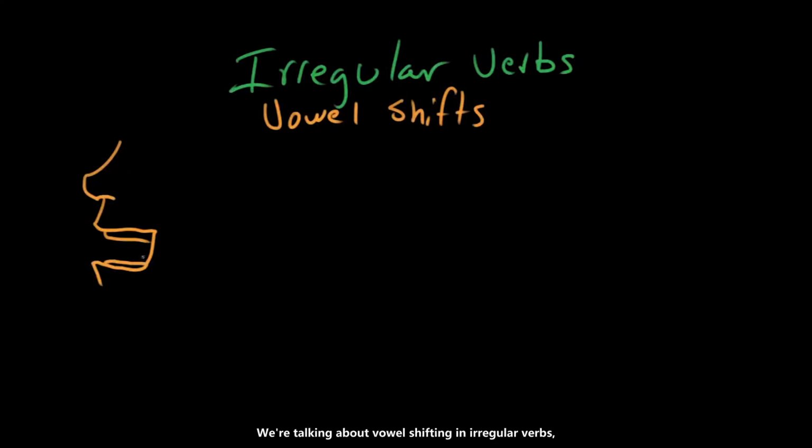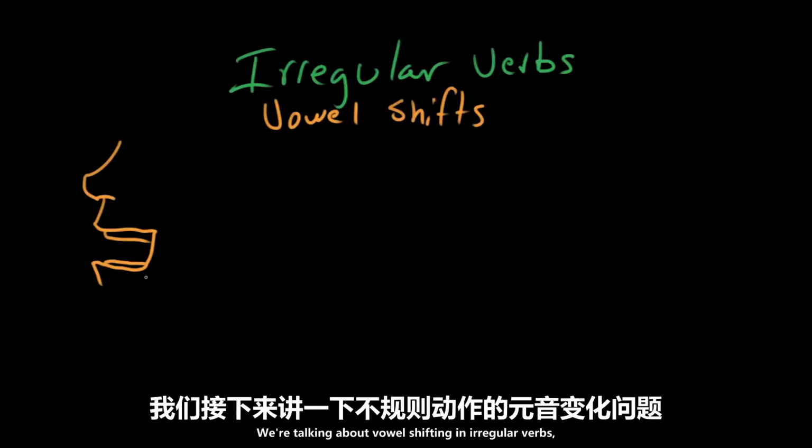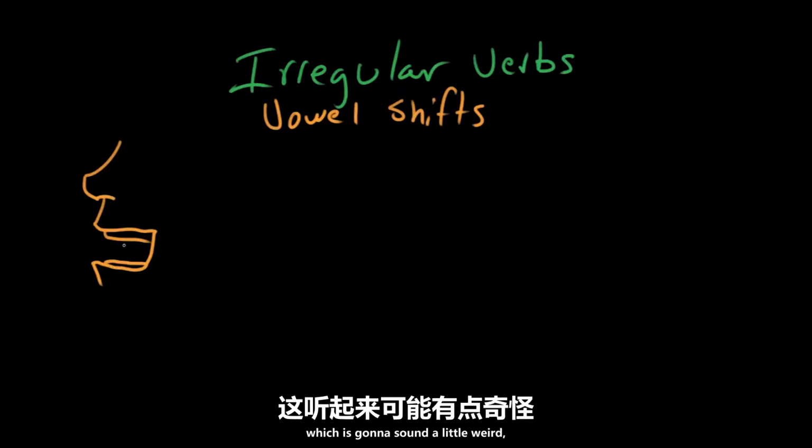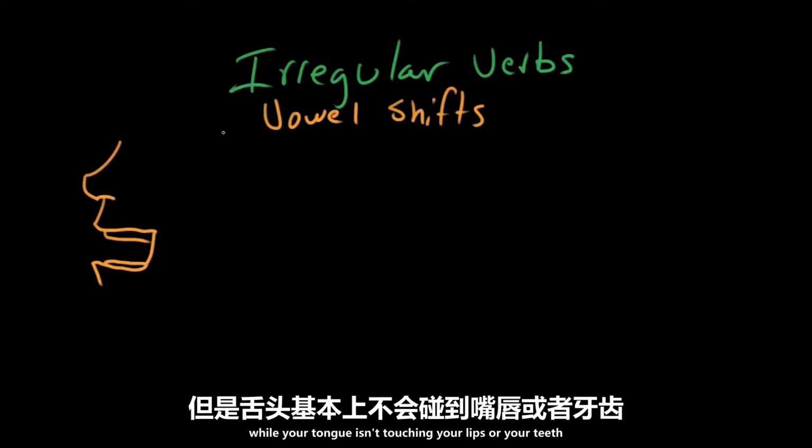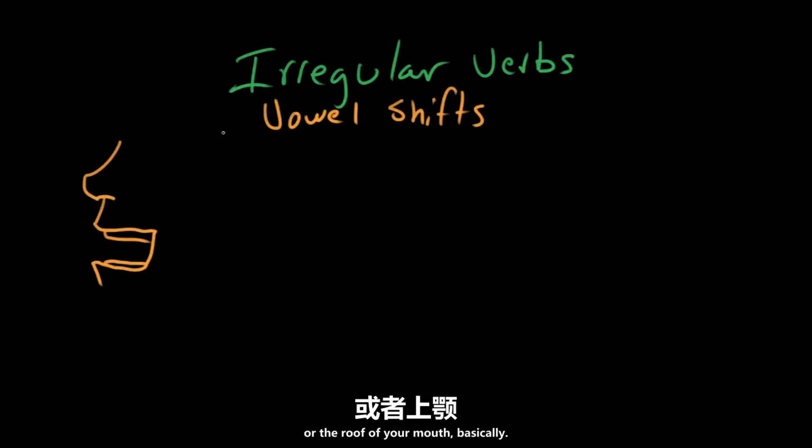Hello, grammarians. We're talking about vowel shifting in irregular verbs, which is going to sound a little weird, but bear with me. To review what a vowel is, super quick. A vowel is any sound that your mouth can make while your tongue isn't touching your lips or your teeth or the roof of your mouth, basically.